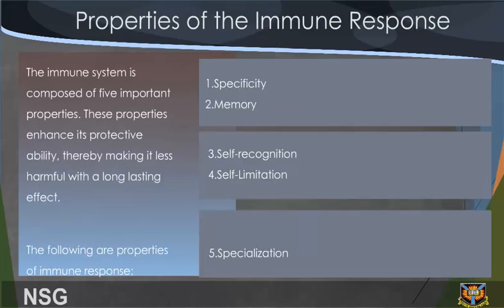Properties of the immune response. The immune system is composed of 5 important properties. These properties enhance its protective ability, thereby making it less harmful with a long-lasting effect. The following are properties of immune response. 1. Specificity. 2. Memory. 3. Self-recognition. 4. Self-limitation. 5. Specialization.